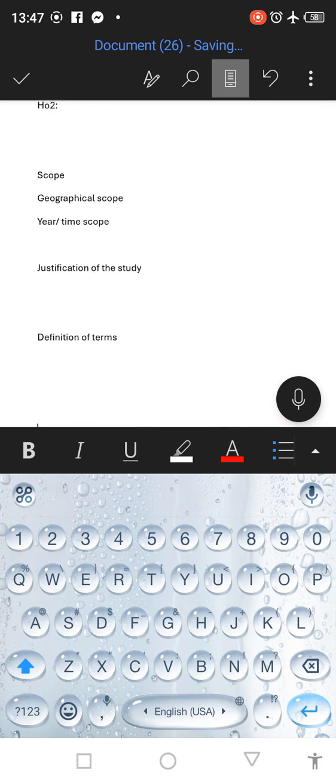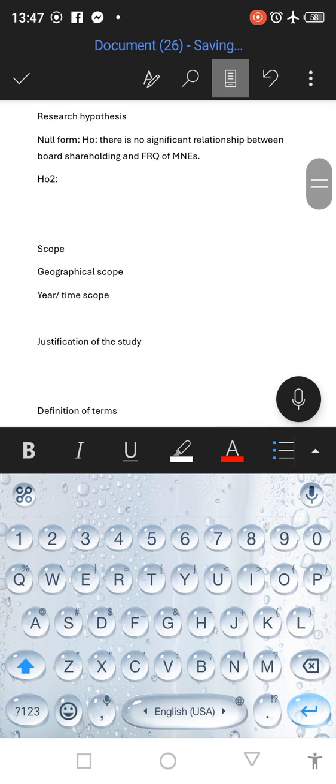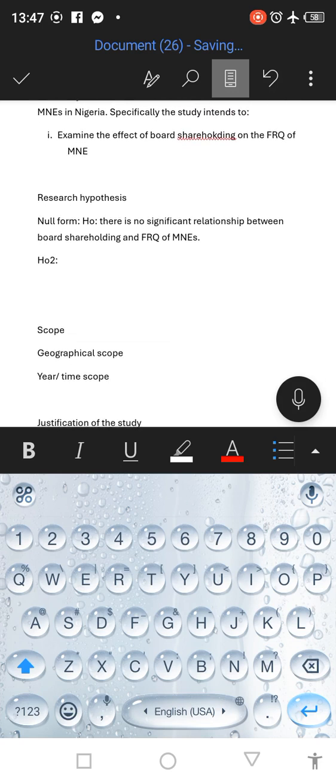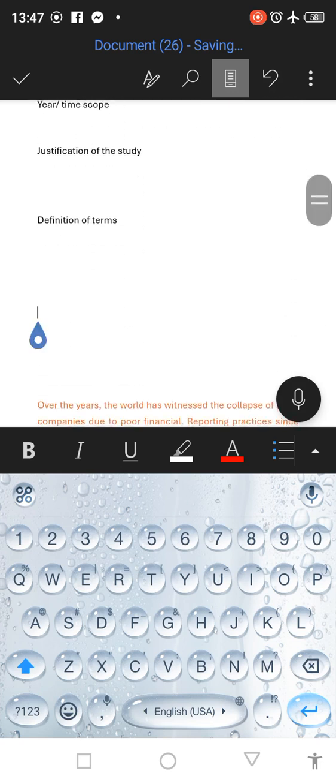You pick those terminologies from the concepts you did in the conceptual review earlier. Those concepts are terms that you discussed extensively in chapter 2, in the conceptual review of your chapter 2. So they also formulate the terms. Now, for instance, part of the definition of terms for this topic we are working with: we say corporate governance, right? We've talked about corporate governance.